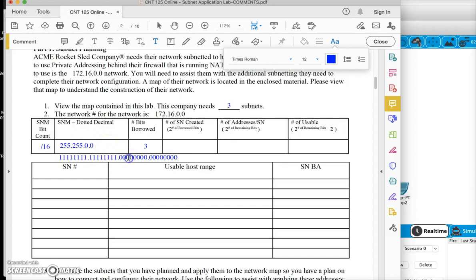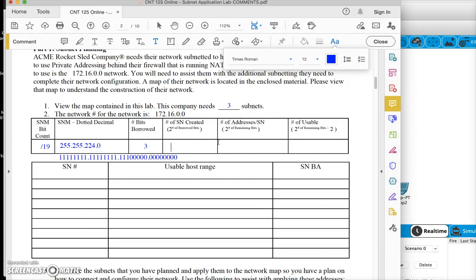Since we are going to borrow 3, we're going to have 3 bits right here that become the borrowed bits. So my bit count over here goes up to /19. That's the 3 additional bits I borrowed. And this octet right here was going to go to 224 because I borrowed 3 bits. If I convert that into decimal, I get 224. So there's my new subnet mask, and there is my bit count with my 3 bits borrowed.